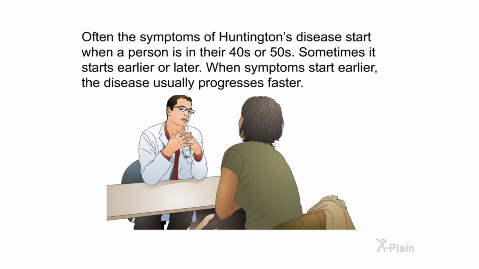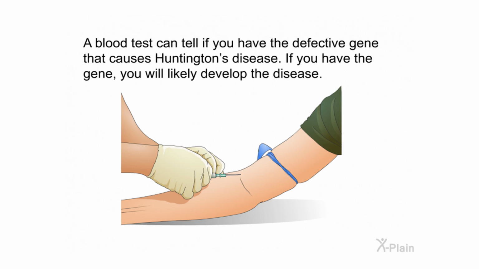Often, the symptoms of Huntington's disease start when a person is in their 40s or 50s. Sometimes it starts earlier or later. When symptoms start earlier, the disease usually progresses faster.